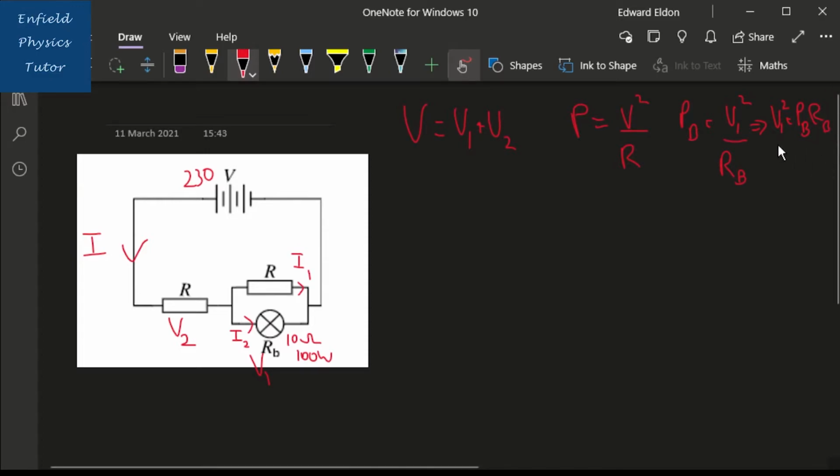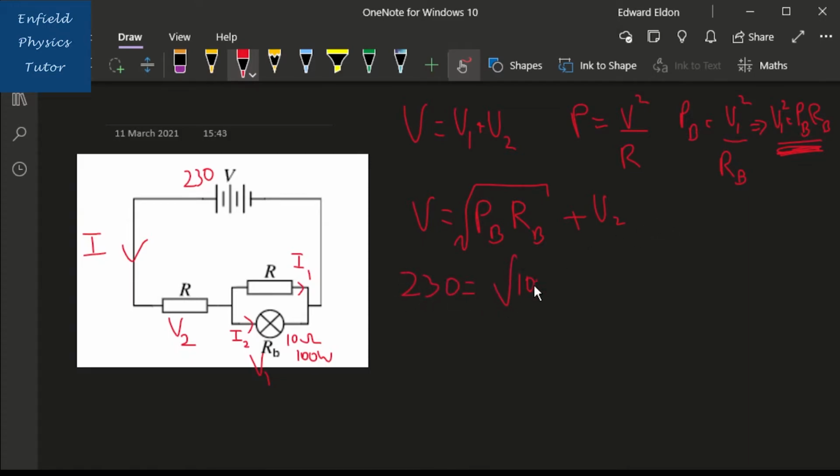So that implies that V1 squared is power in the bulb times resistance in the bulb. Now if we substitute that back into our first equation, V is going to be equal to the square root of PB times RB, plus V2. Now we can get an actual value for V2, so let's sub in the figures. 230 equals the square root of 100, that's the power, times 10, that's the resistance, plus V2, which is what we're after. If you do that and work to three significant figures, you get 198 volts.